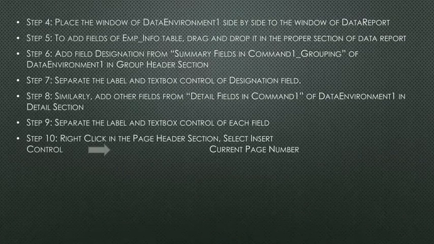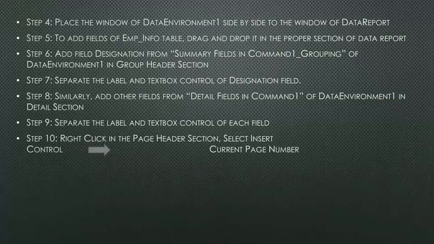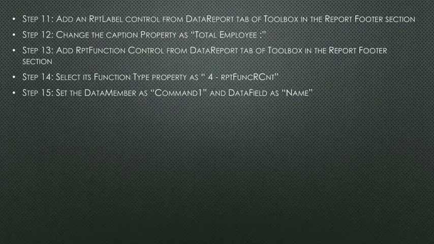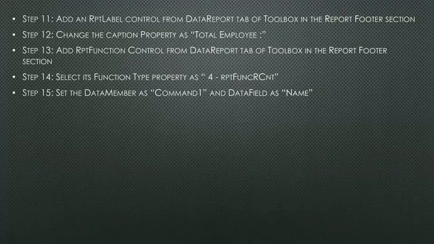10th step is to right click in the page header section, select insert control, which implies control page number. 11th step is to add an RPT label control from the data report tab of the toolbox in the report footer section. 12th step is to change the caption property to total employee. 13th step is to add an RPT function control from the data report tab of the toolbox in the report footer section. 14th step is to select its function type property as rptFuncCnt. And 15th step is to set the data member as command 1 and data field as name.